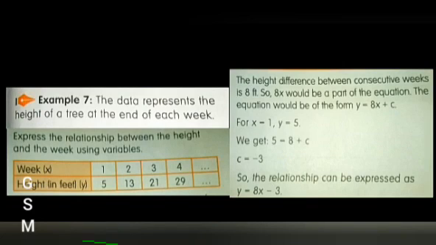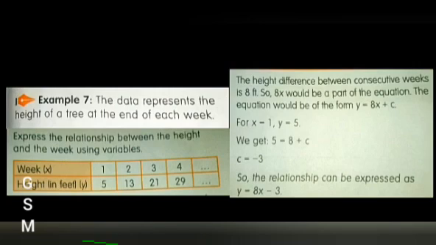Next example, the data represents the height of a tree at the end of each week. Express the relationship between the height and the week using variables. The height difference between consecutive weeks is 8 feet. So 8x would be a part of the equation.